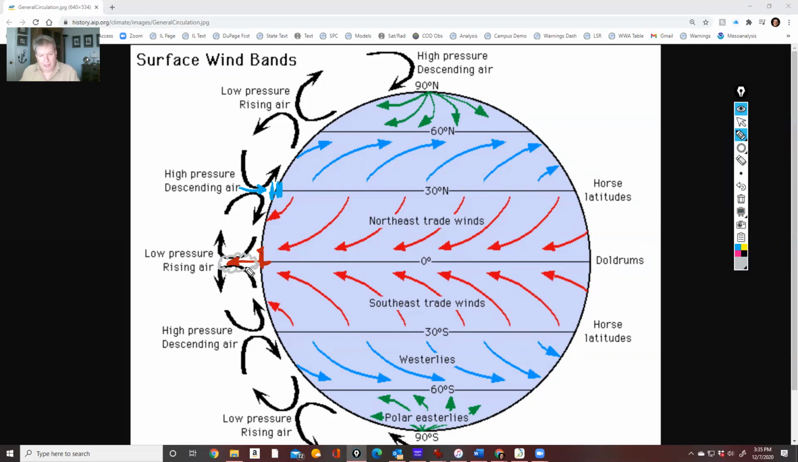Well, this region is called the ITCZ, which stands for the Intertropical Convergence Zone.